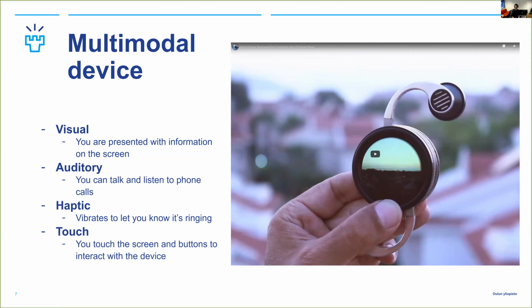Here's a device that has been on Indiegogo or Kickstarter, and it's a multimodal device that pushes a bit outside of the box on what you could do beyond what you normally have on the smartphone. It is both visual, so you are presented with information on the screen, and auditory, so you can talk and listen to phone calls. It has haptics, so it vibrates to let you know it's ringing, and also touch, where you can touch the screen and the buttons to interact with the device. So here it is.